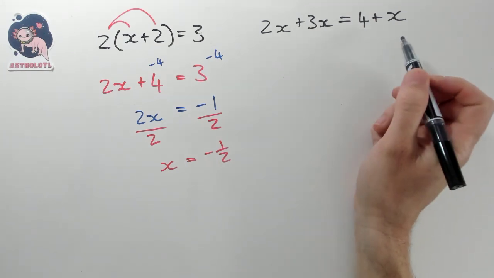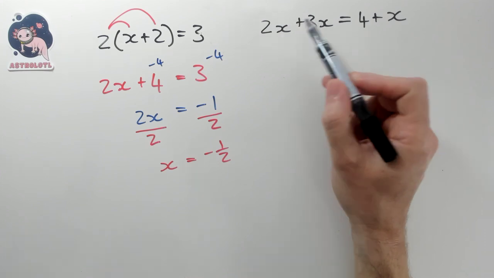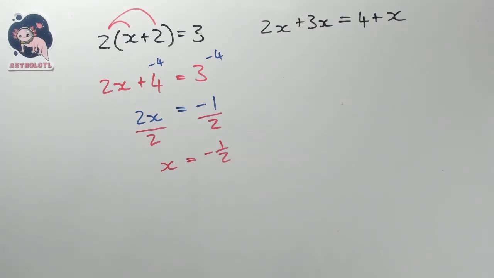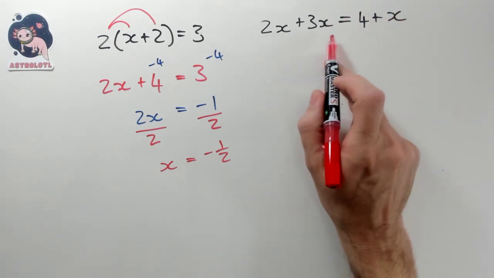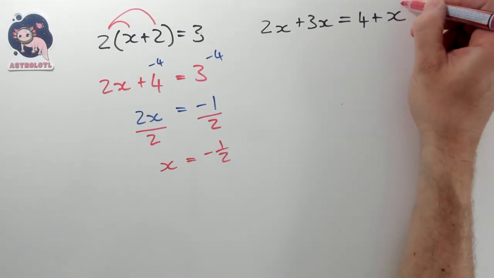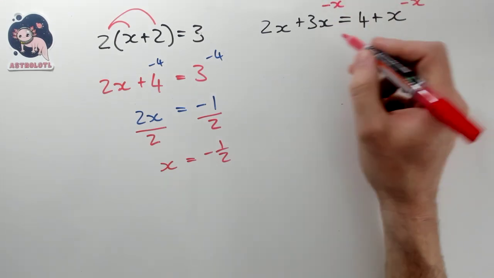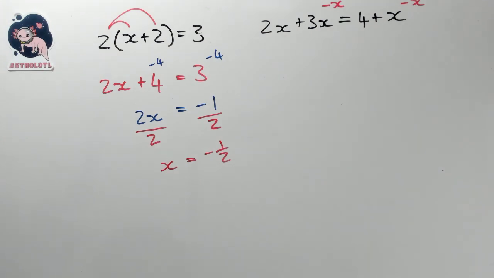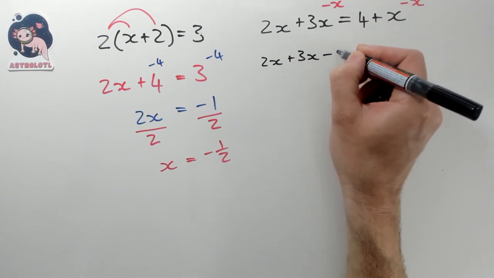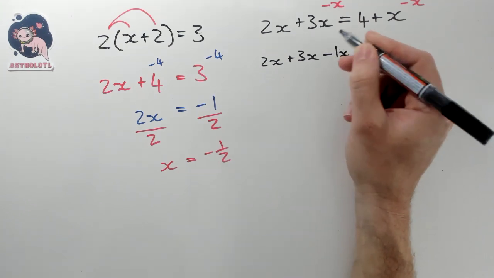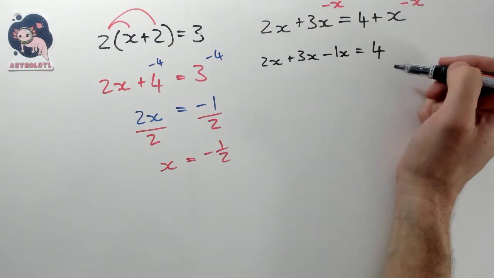So the rule usually here is we want to get all the x's on one side, or all the like terms on one side, all the x's, and all the numbers on the other side. In order to do this, I actually have to get this x on that side, because there are more x's here. So I can subtract an x on this side, but then I have to subtract an x on the other side as well. So what I'll be left with is, let's write that nicely, 2x plus 3x minus 1x, just for the explanation coming up next, and then that's equal to 4, because plus x minus x is 0.